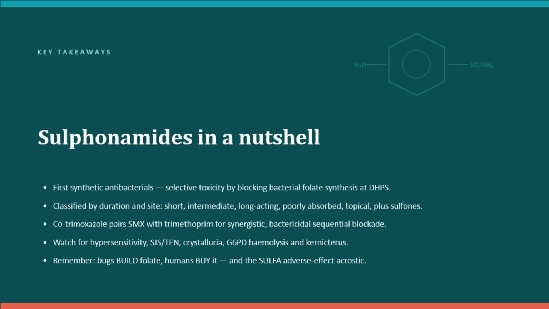Keep a close eye on the toxicities. Hypersensitivity, Stevens-Johnson and TEN, crystalluria, G6PD hemolysis, and kernicterus. And remember our mantra: bugs BUILD folate, humans BUY it, along with the SULFA acrostic.